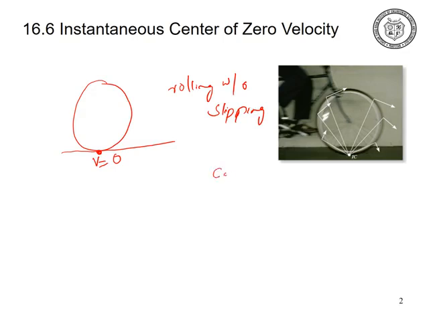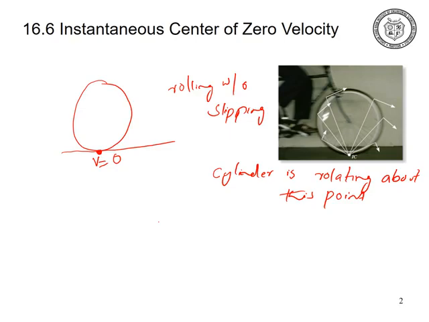That is, the cylinder is rotating about this point. Which point? This is the point at the contact of the surface and the cylinder. So the cylinder is rotating about this point, or at this instant it seems that the cylinder is rotating about this point.